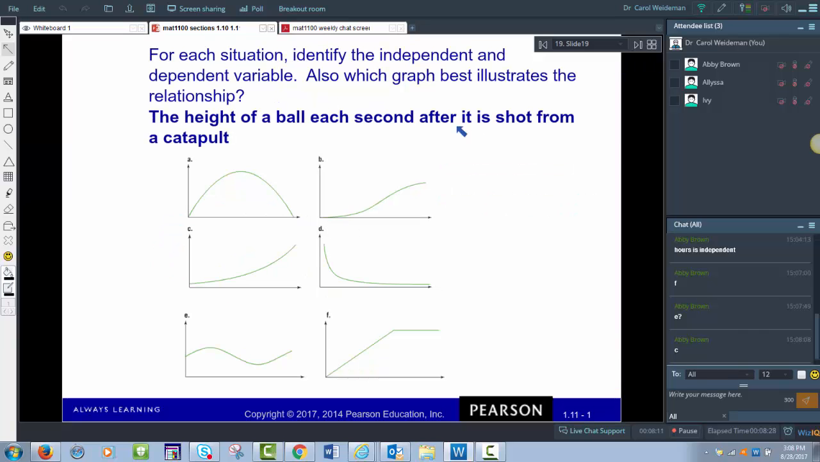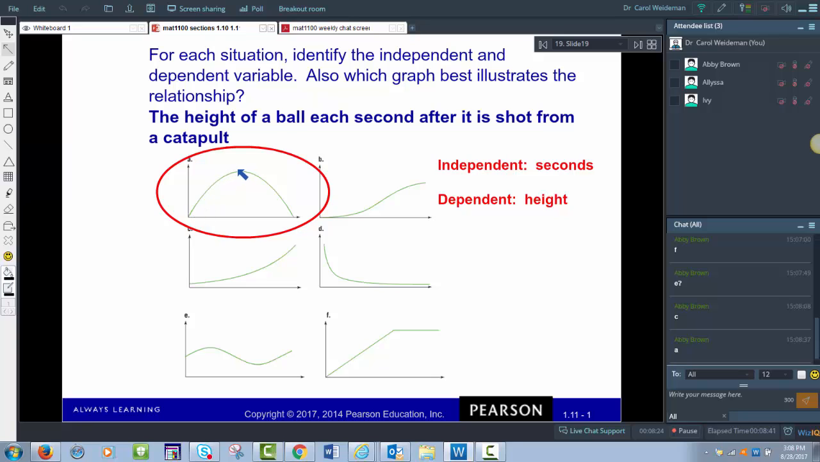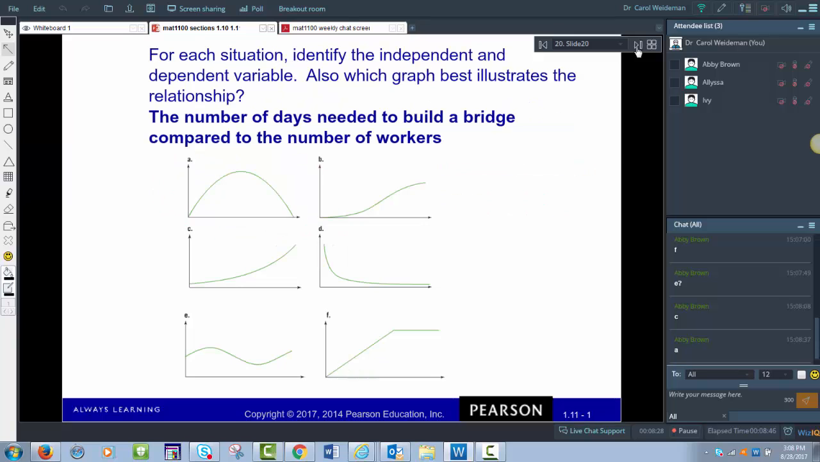The height of a ball each second, notice the time parameter again, after it's shot from the catapult. So the independent again here is going to be seconds, and it's going to be A, yeah. And the dependent is the height, and you notice when you shoot something up in the air, eventually gravity pulls it back down to Earth. Good. We have 2 more.